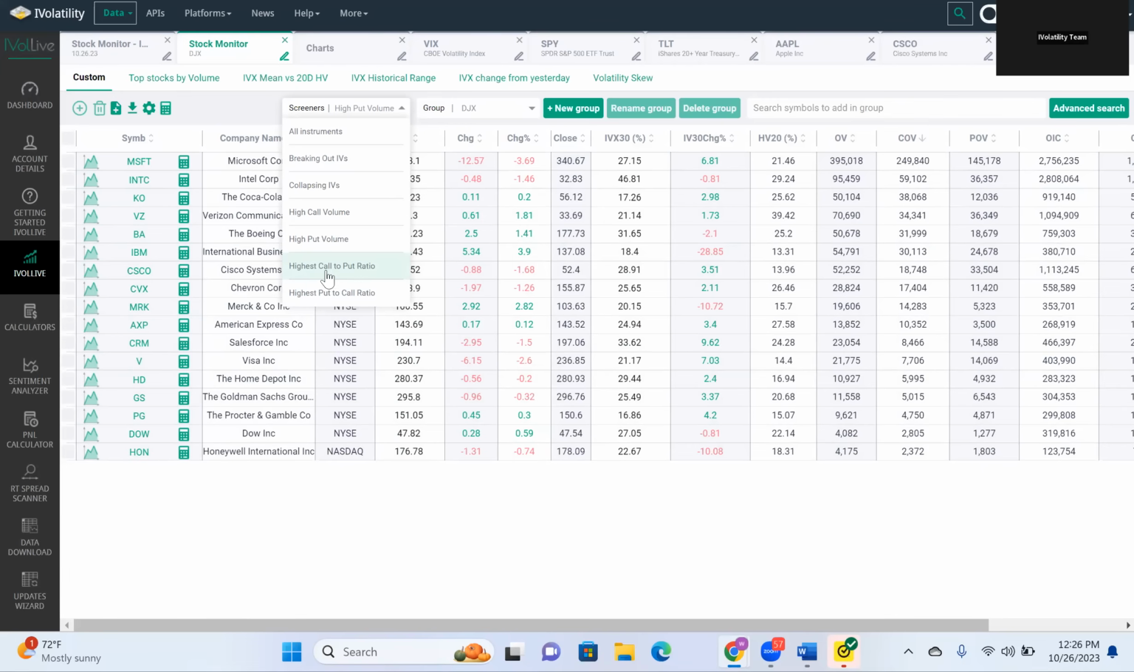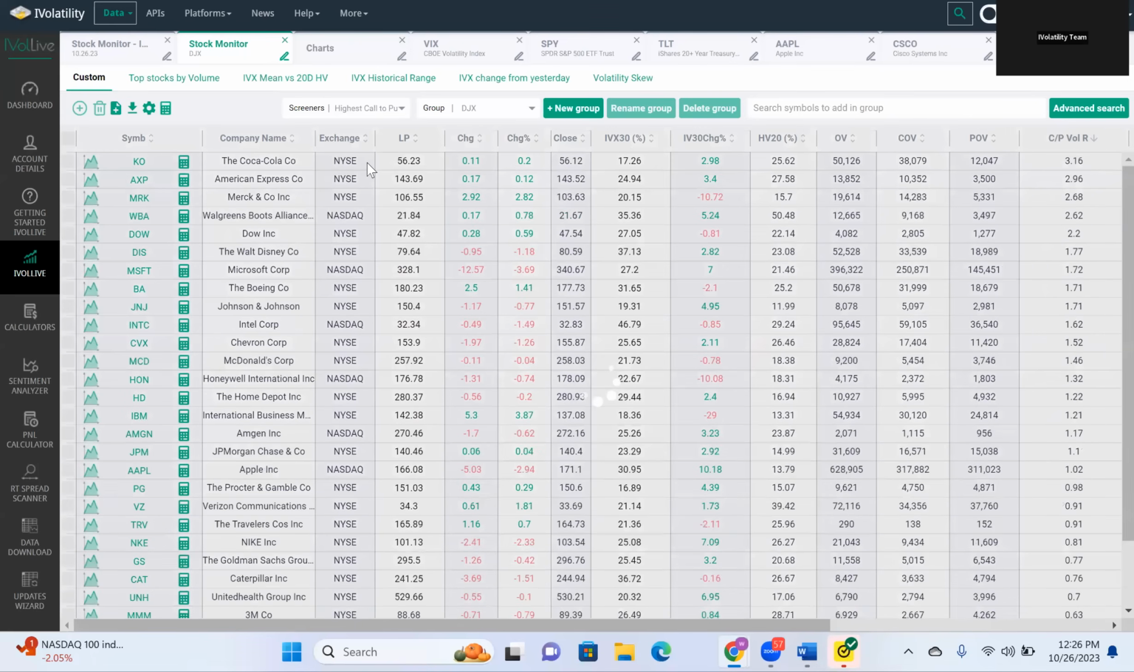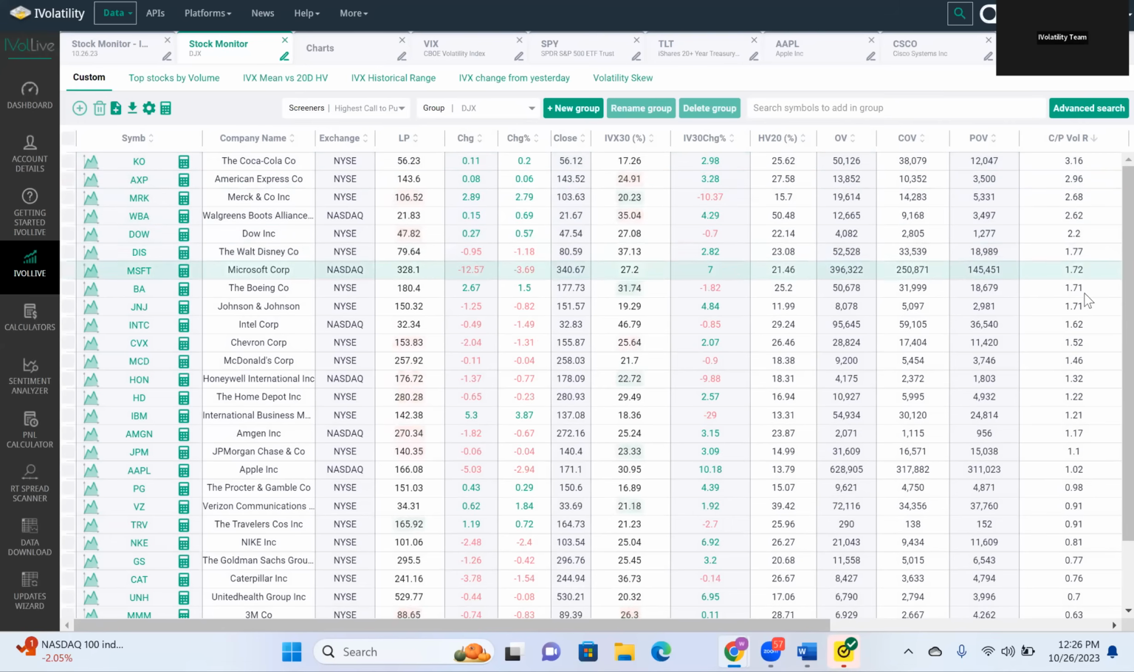If you want to know where there's, for example, the seesaw, right? Like I look at calls and puts like a seesaw. If you want to see where the seesaw is heavy towards calls, you could go highest call to put ratio. So here we go. Call to put ratio. Coke is at the highest. This means that traders are buying 3 times more calls than they are puts on Coke, which is a good bet. I mean, Coke just beat on earnings. There's American Express, Dow, Walt Disney, Boeing.